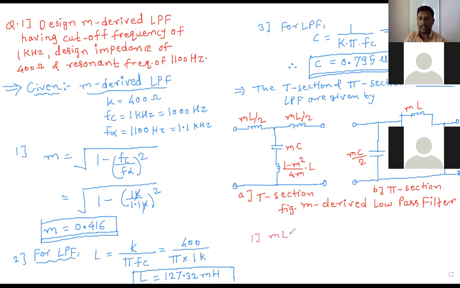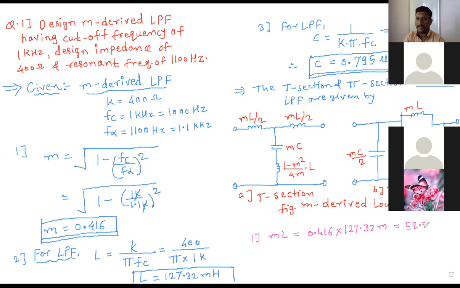Calculate M into L, and from that ML by 2 comes. So M is 0.416 into the L value, 127.32 milli, which gives 52.96 millihenry. So that I will put here.